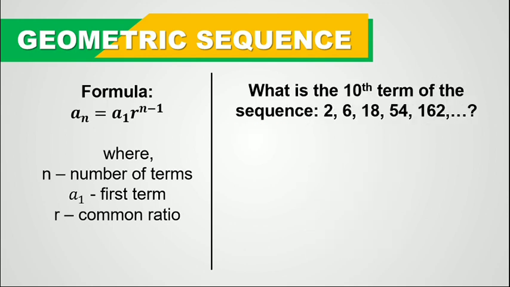Now, what about this? What is the 10th term of the sequence 2, 6, 18, 54, 162, and so on? So again, let's just use the formula. a sub n equals a sub 1 r to the power of n minus 1. So a sub n is a sub 10, because we're looking for the 10th term. And then a sub 1 is 2.